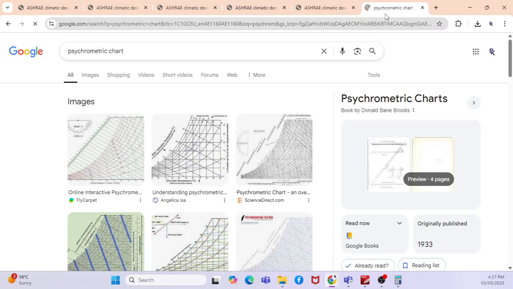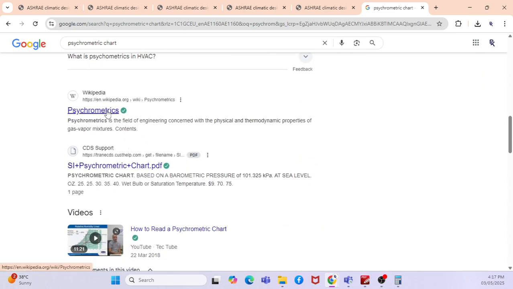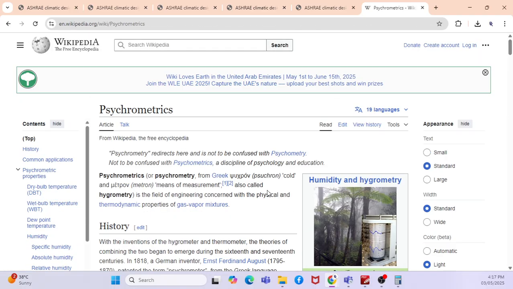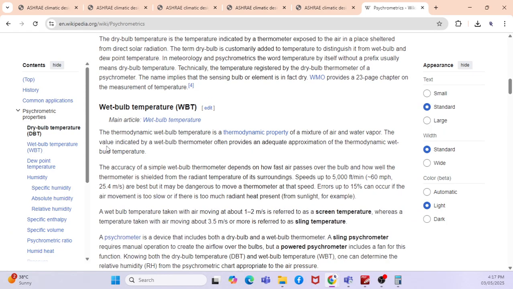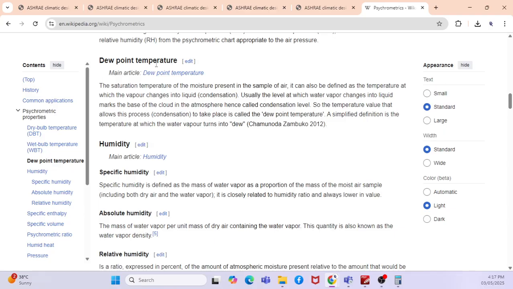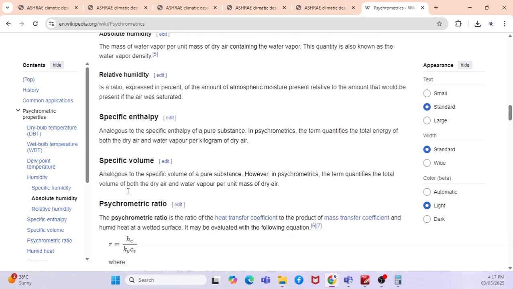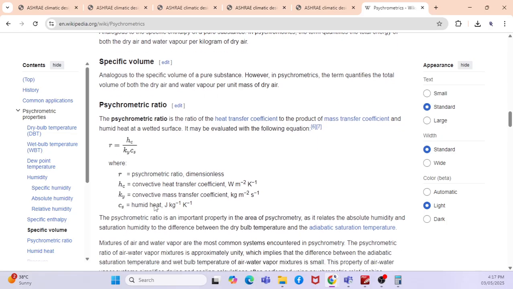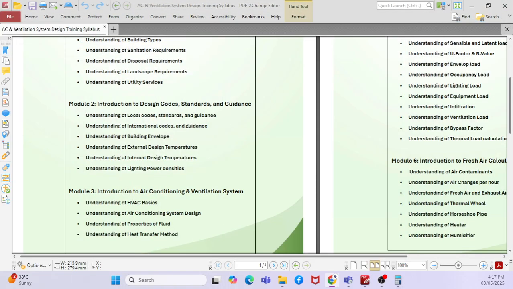So this is a psychrometric chart. I hope you have gone through it before. If you go to psychrometrics, you are able to get all the definitions: dry bulb temperature, wet bulb temperature, dew point temperature, humidity, specific humidity, absolute humidity, relative humidity, specific enthalpy, specific volume, then psychrometric ratio. All these values are required for us to do the calculations. Clear?